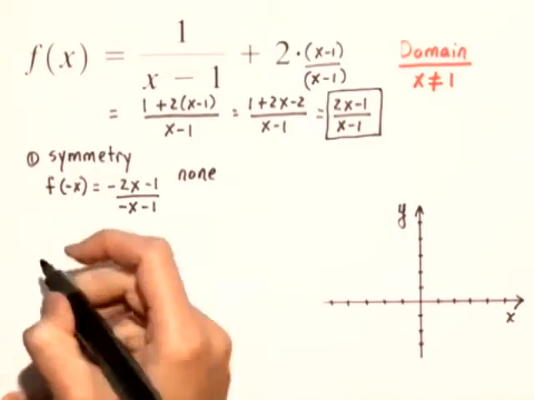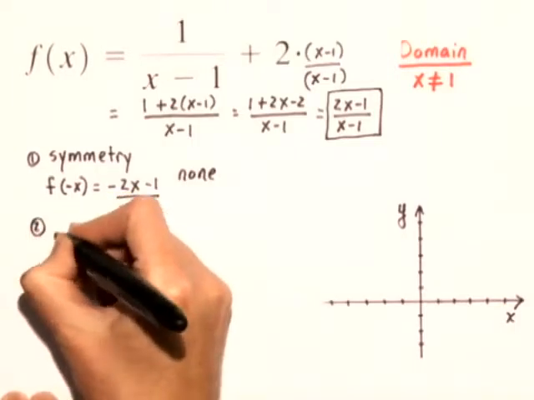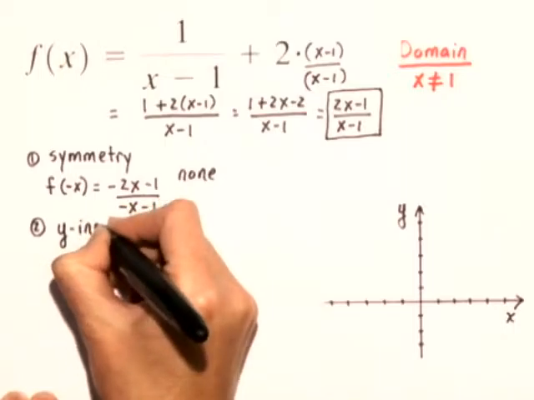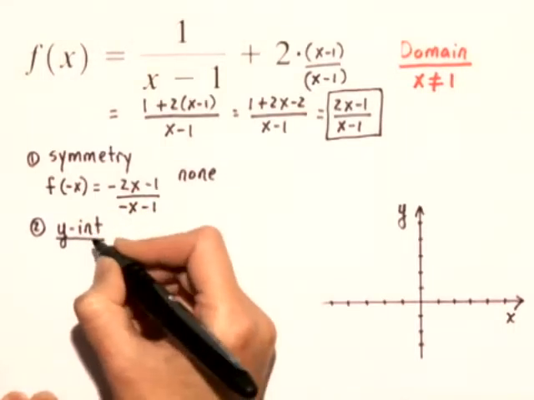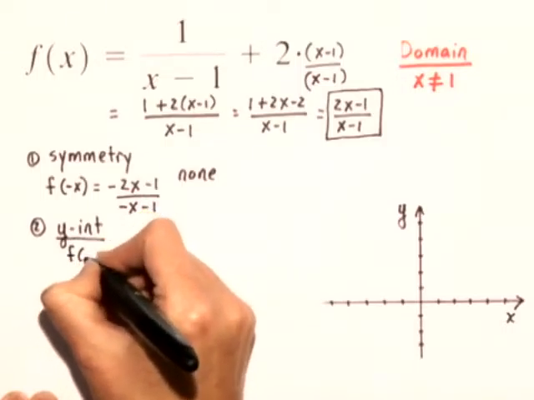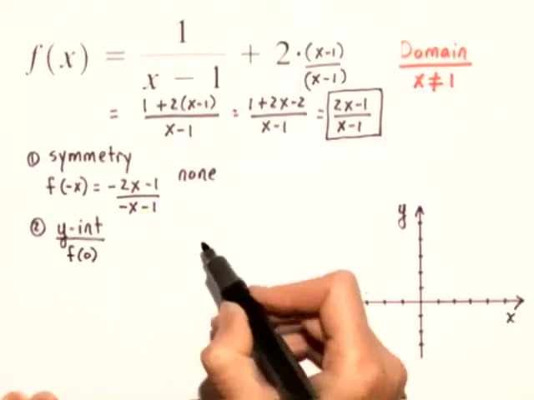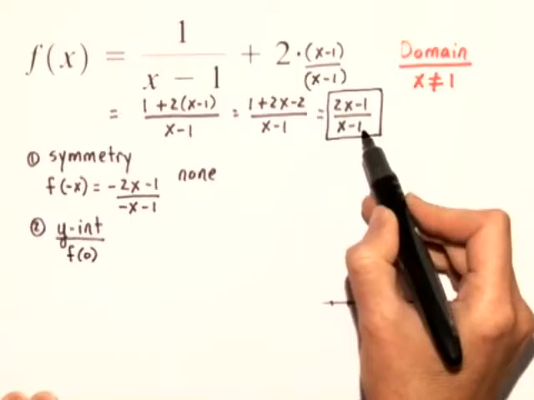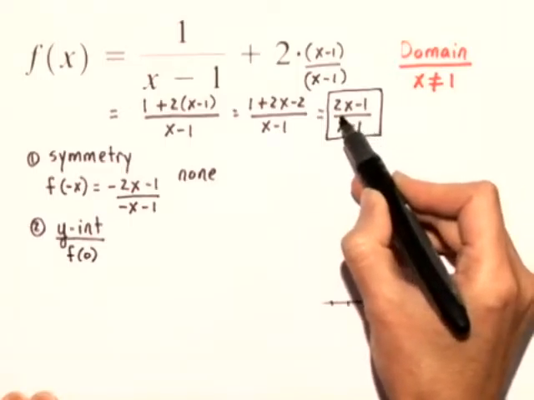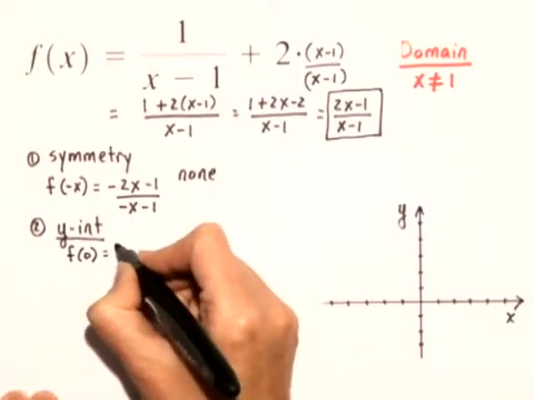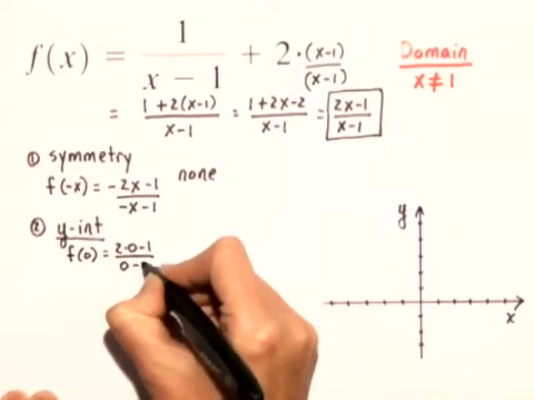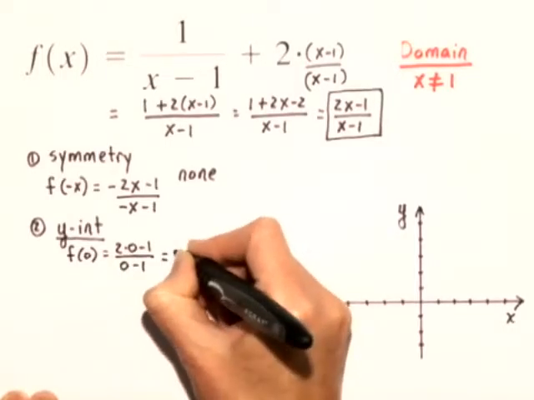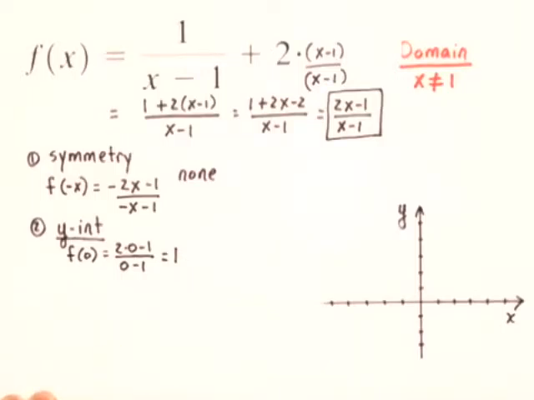Let's move on to step 2. Step 2 is to find the y-intercept, if there is one. So in order to find the y-intercept, we just let x equal 0. So we're really finding f of 0. Again, I'm going to substitute it into this expression right here. We have 2 times 0 minus 1 over 0 minus 1. And this reduces to positive 1. So we know we have a y-intercept of 1.